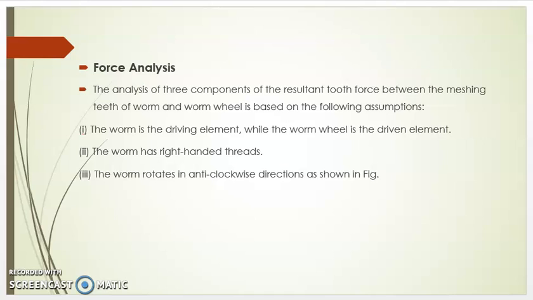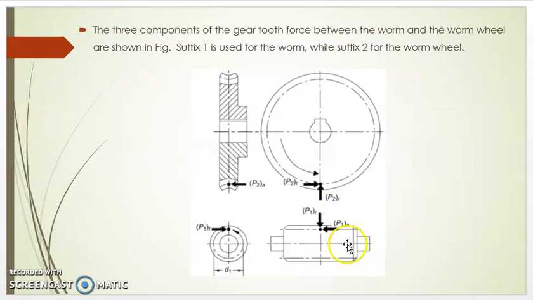Now we will see force analysis of worm gear. The analysis of three components of the resultant force between the meshing teeth of worm and worm wheel is based on the following assumptions. First, the worm is the driving element while the worm wheel is the driven element. The worm has right-handed threads. The worm rotates in anti-clockwise direction as shown in the figure. See that this is the worm, it rotates in anti-clockwise direction.